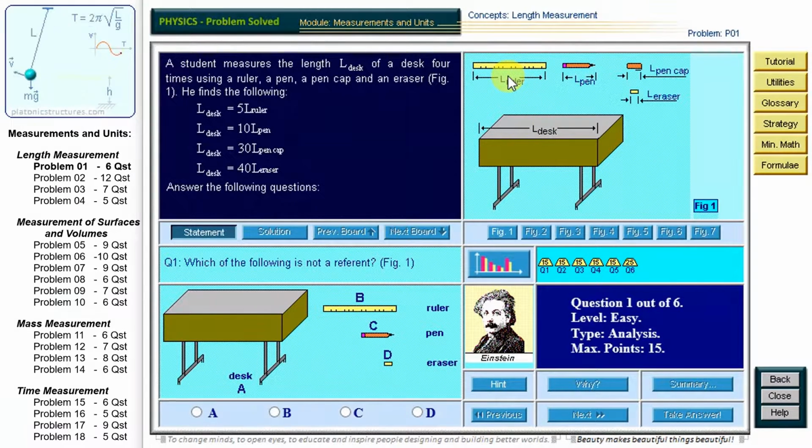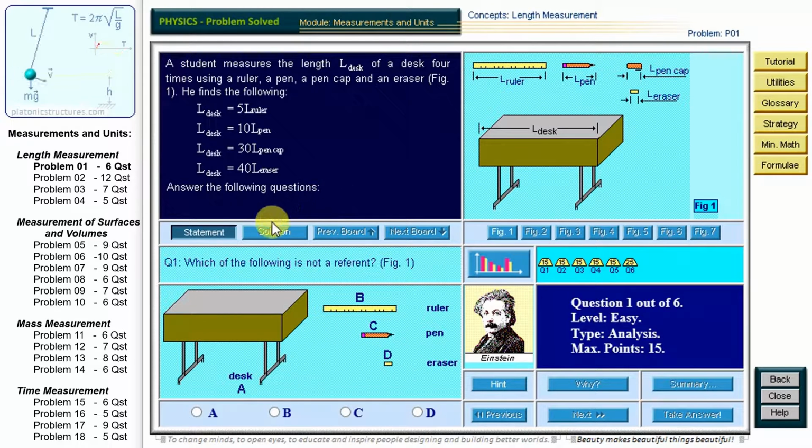1. The length of the desk is 5 times the length of the ruler. 2. The length of the desk is 10 times the length of the pen. 3. The length of the desk is 30 times the length of the pen cup. And 4. The length of the desk is 40 times the length of the eraser. Answer the following questions.